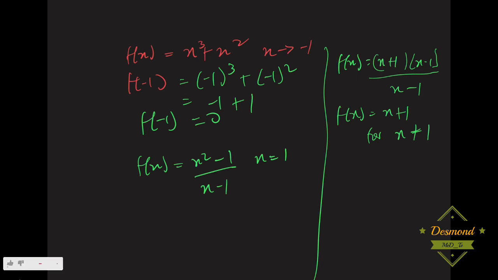Then we find the limit as x approaches 1. So we're going to have something like the limit as x approaches 1 of the function x plus 1. And when you do that, you should get 2. So since the original function is not defined at x equal to 1, we need to use the limit. Therefore, the function can be made continuous at x equal to 1 if we define f of 1 as being equal to 2.